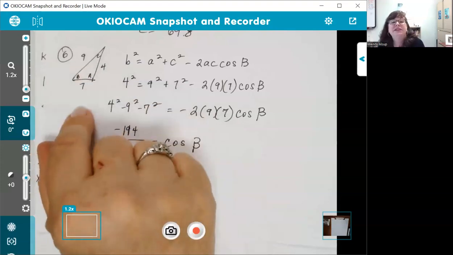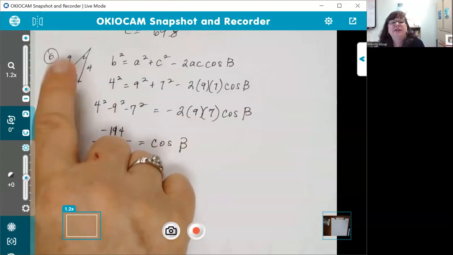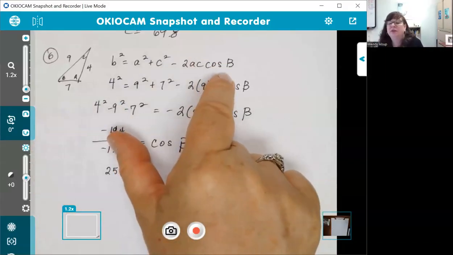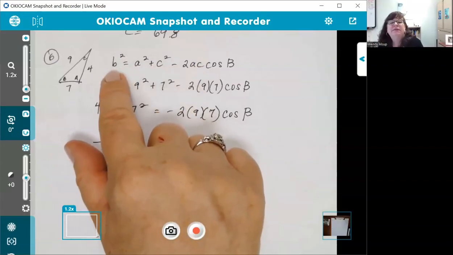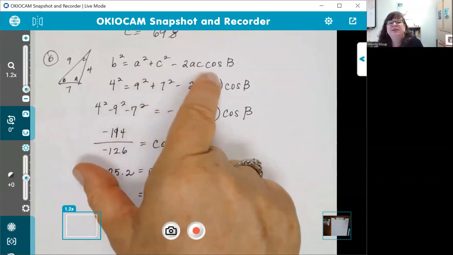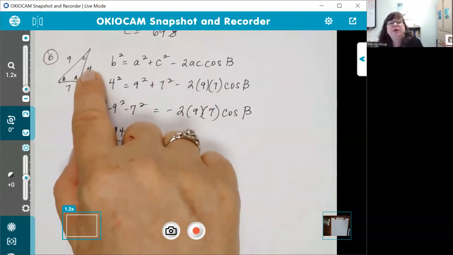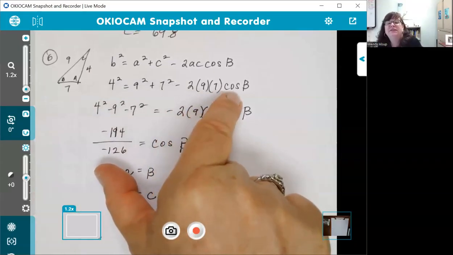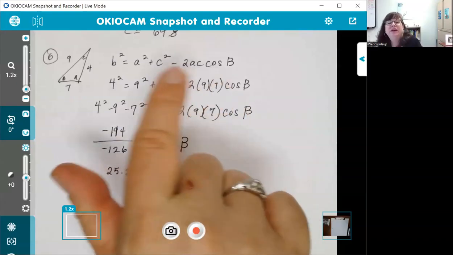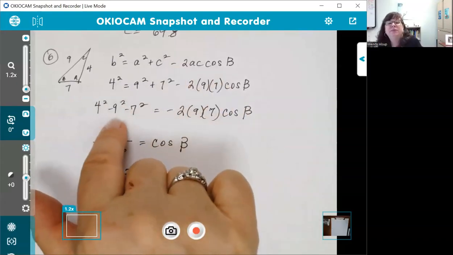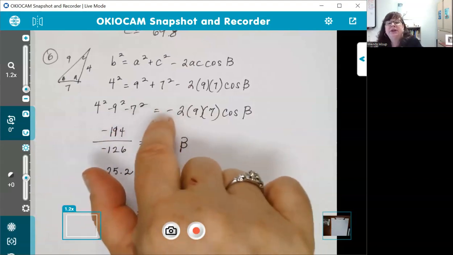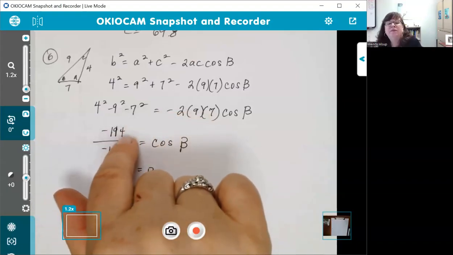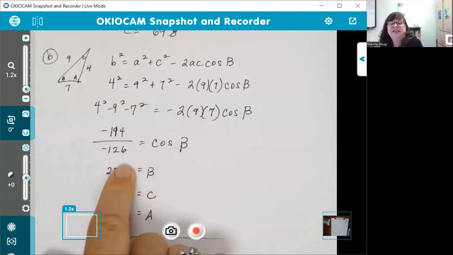All right, so I was given sides 4, 7, and 9, and I solved for my angles using the law of cosines. I started with B: 4 squared equals a squared plus c squared minus 2ac cosine B. So 4 squared equals 9 squared plus 7 squared minus 2 times 9 times 7 times cosine B. I get all of this over on one side: 4 squared minus 9 squared minus 7 squared, and then divide by negative 2 times 9 times 7. So I end up with negative 114 divided by negative 126.